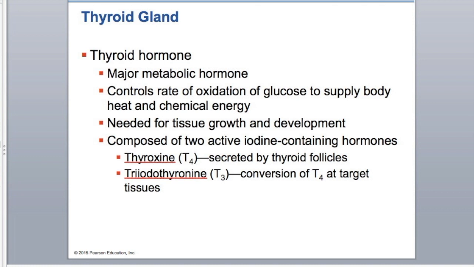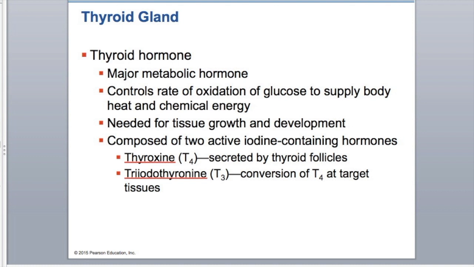Your thyroid hormone is a major metabolic hormone. It is what controls the homeostasis and balance within the body. It controls the rate of oxidation of your glucose. So it controls your body heat, it controls your energy, it's needed for growth and development, and there's 2 active forms of the hormone. There are 2 different hormones. You've got T4 and T3.